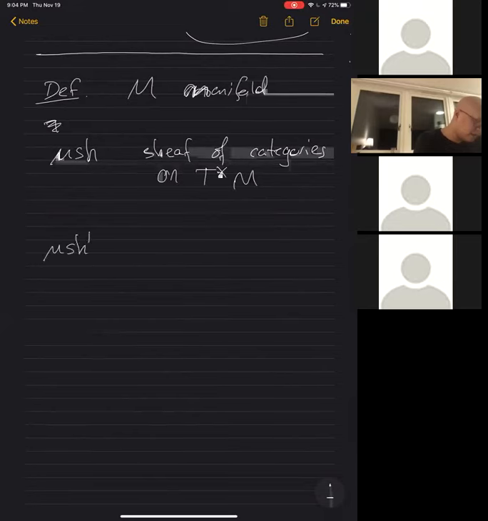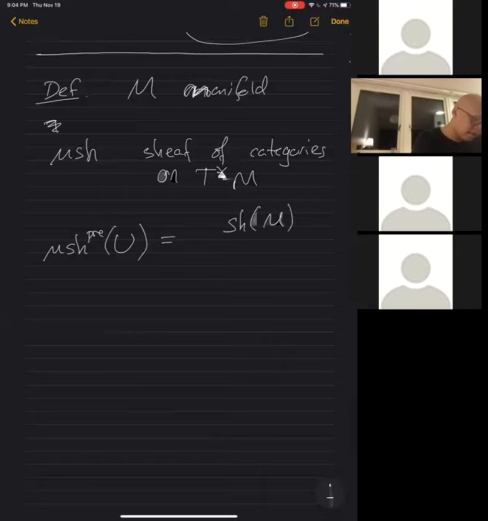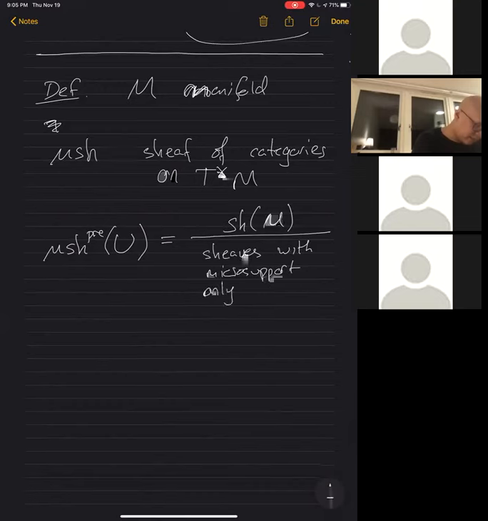And the pre-sheaf, if I want to know what it is on some open set U in T star M, by definition, I take all sheaves on M, and I divide by those sheaves with microsupport only outside U. Okay, that's it. That's the definition of the category of microsheaves.